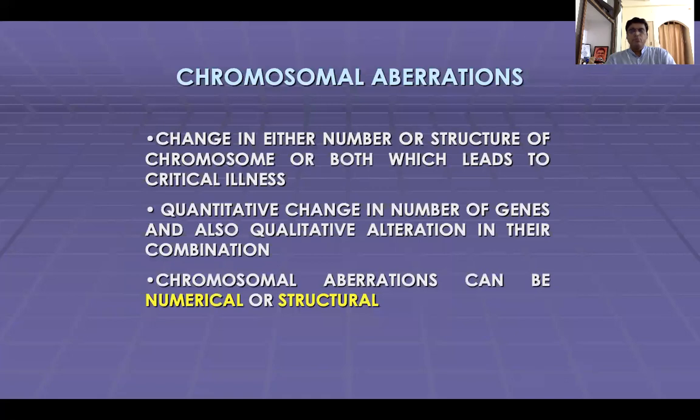Then coming to chromosomal aberrations. Chromosomal aberrations can be a change in either the number or structure of the chromosome, or both, which leads to critical illness. There can be a quantitative change in the number of the genes and also a qualitative alteration in their combination. Chromosomal aberrations can be either numerical aberrations or structural aberrations.